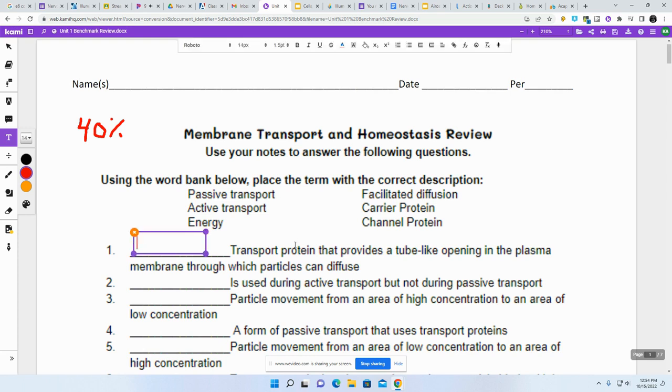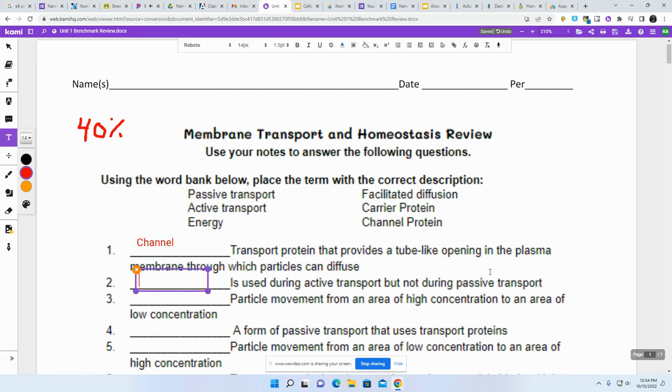Number one, you're not going to need to know it, so I don't really care if you do this one or not. Provides a tube light. Those are called channel proteins. That's like a door that allows certain things to move in and out of the cell. So it's like a tube. Those are channel proteins. You won't need to know it.